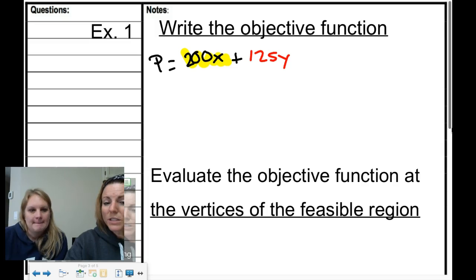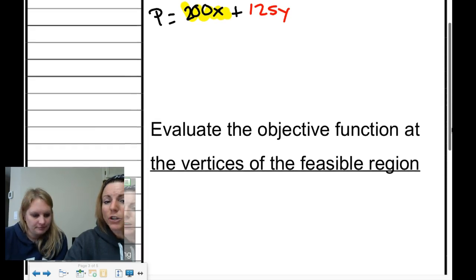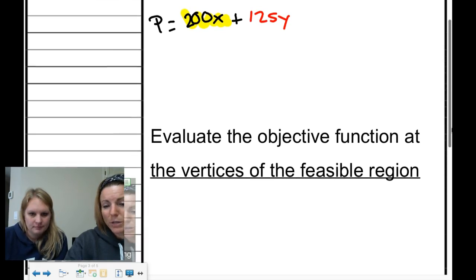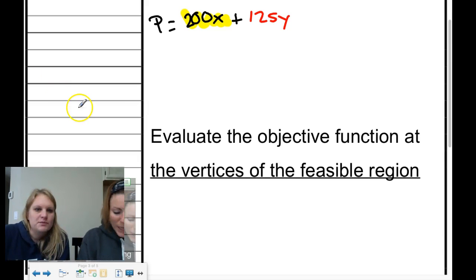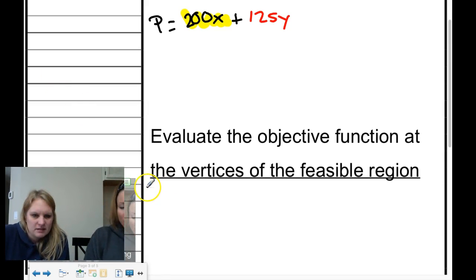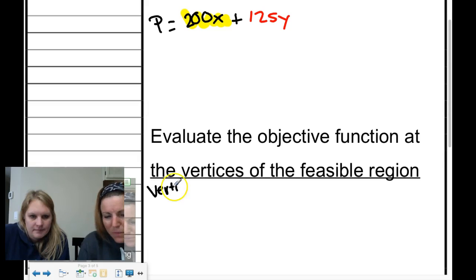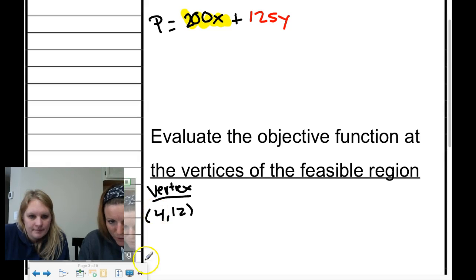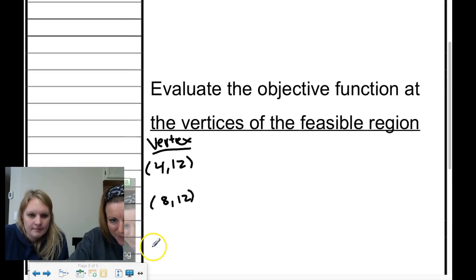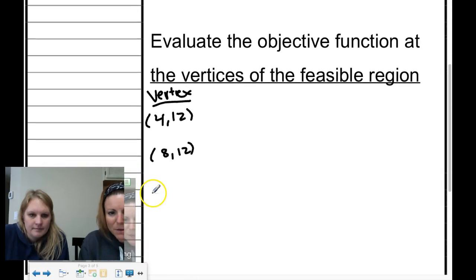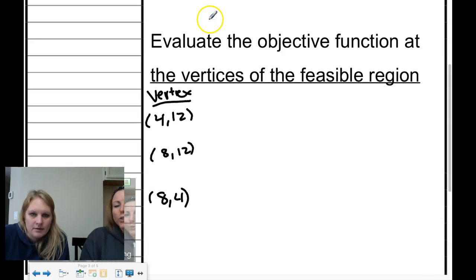Now look what it says: evaluate the objective function at the vertices of the feasible region. So I'll write vertex, draw a line, and write them all out. (4, 12), we've already found these. (8, 12). And the next one is going to be (8, 4). And I'll write the function right there.